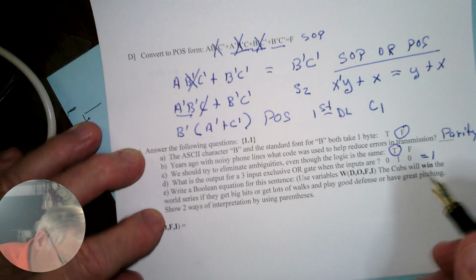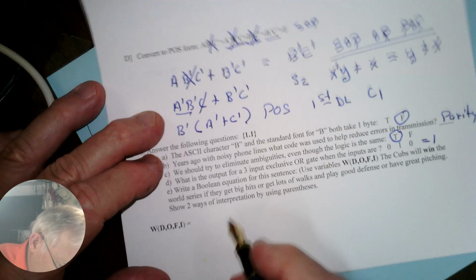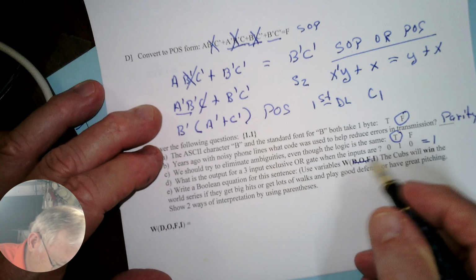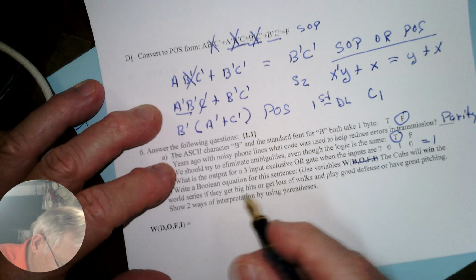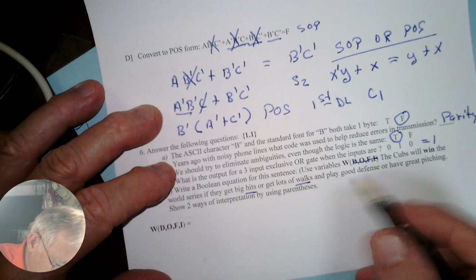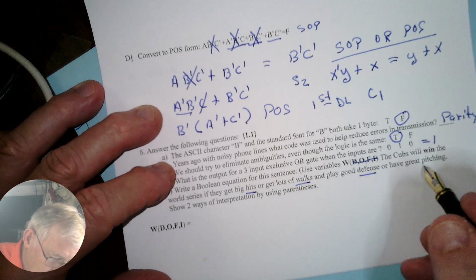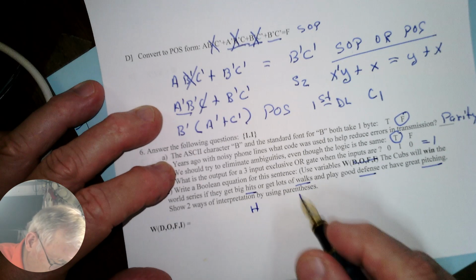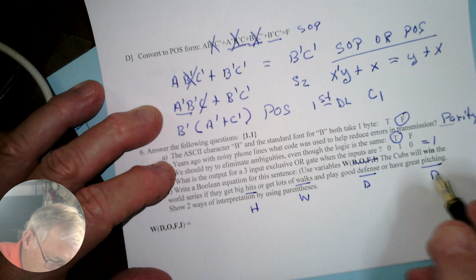Write a Boolean equation for this sentence. All right, so I'll do this quickly. So W, yeah, this was screwed up. It should have been hits, walks, so that should have been defense, great pitching, so it should have been H, W, D, P.